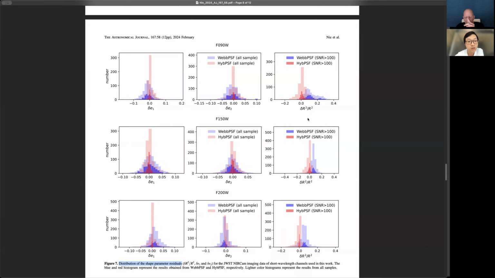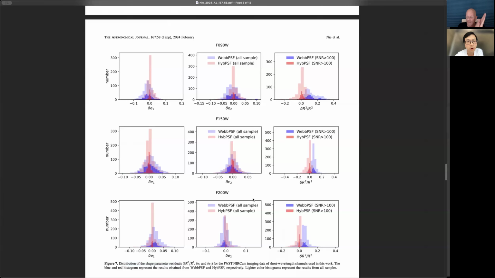And this figure shows the shorter bands of the NIRCam. So we can see that all of the 3 bands, from F090W to F200W, show similar changes or improvement from HybPSF.